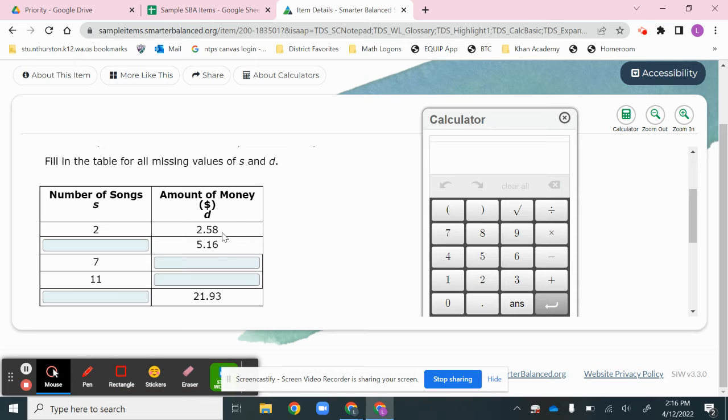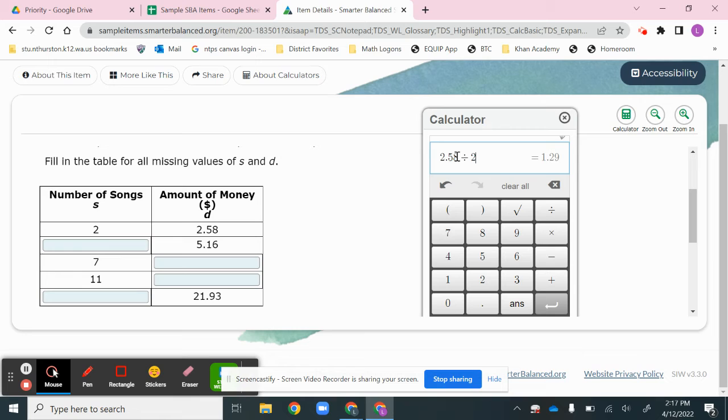Okay, so we are going to take the amount of money, $2.58, and we're going to divide that by 2 songs. Divide by 2, and we'll figure out how much it is for each song. It's $1.29 for each song. I am writing that down on my paper or whiteboard, and I might label it per song. And so then I can figure out, either by dividing or multiplying, the other values.